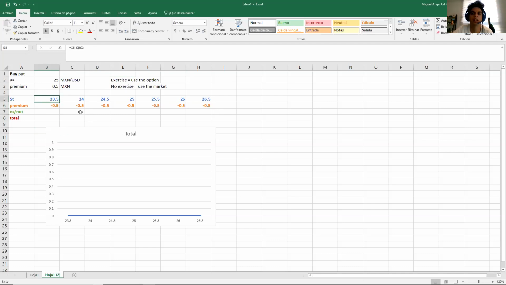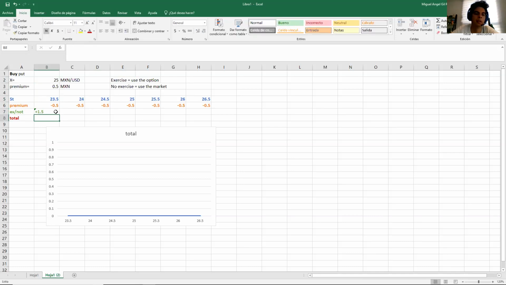The market is 23.5. And I have an option that gives me the choice to sell it at 25. So where do I want to sell? In the market or in the option? Well, the answer will be in the option because it's more expensive, right? I want to sell my dollar at 25 pesos. That means exercise, use the option. And what do I do when I exercise the option? I need to account for the difference. So what is the difference between 23.5 and 25? Well, it is 1.5. And that difference is going to be positive, right?